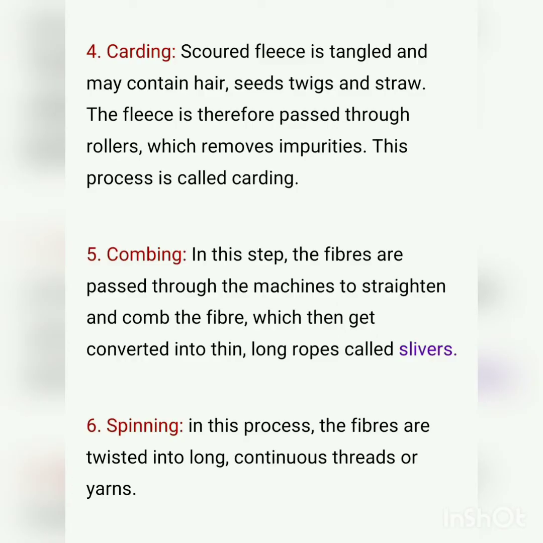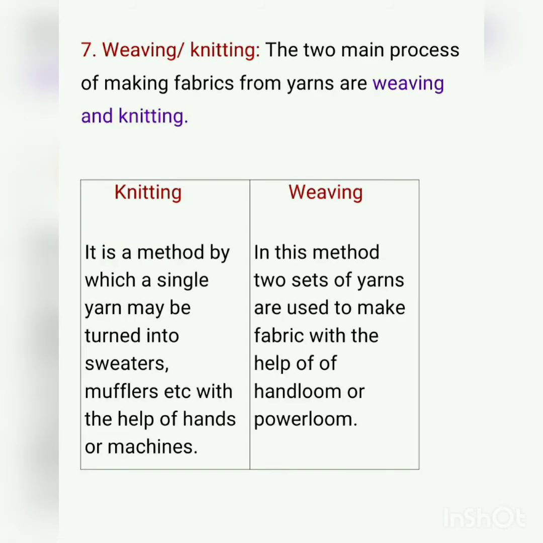These slivers are further twisted into long, continuous threads or yarns. This process is called spinning. And the last step in wool processing is weaving or knitting. Finally, the yarns are turned into fabrics by using two processes, either knitting or weaving. The difference between knitting and weaving is as shown on the screen. Please write down all the notes in proper sequence and in proper manner.